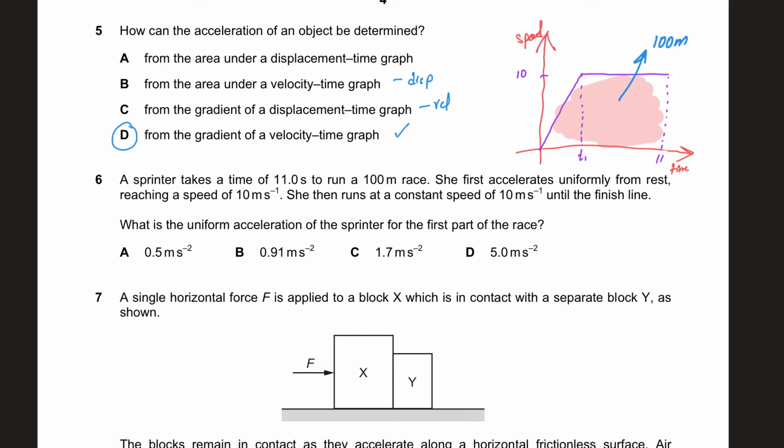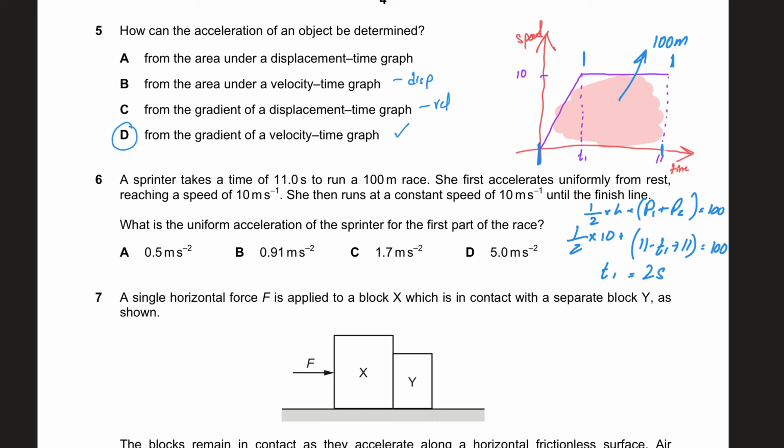So the area under the graph represents distance, and the total distance is 100 meters, and the shape here is a trapezium. The formula for a trapezium is half into height into sum of parallel sides, p1 plus p2. And this is equal to 100. So half times the height of this trapezium, which is 10, times one of the parallel sides, which is basically 11 minus t1, plus the second parallel side, this entire thing, 11 seconds, equals 100. Solving for t, what we get is t1 is equal to 2 seconds.